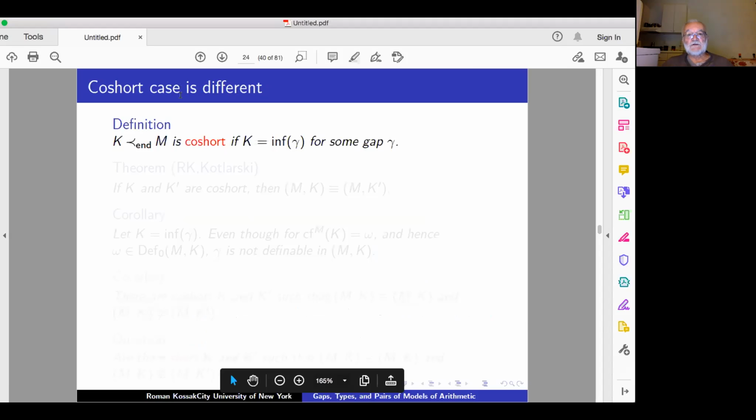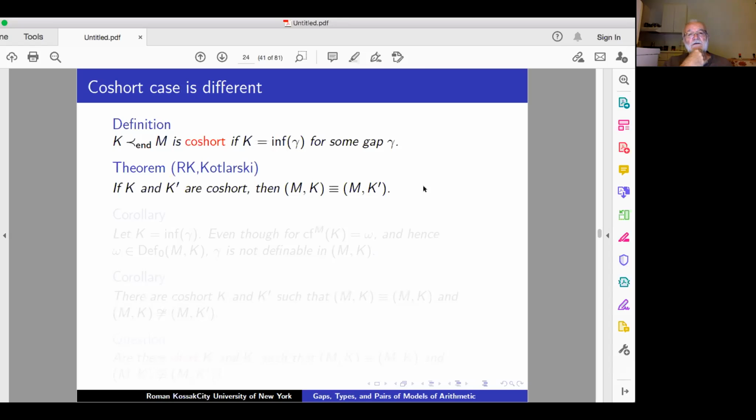Well, this is the definition. Those are the infima of gaps. And I just talked about Jim's proof that you have infinitely many theories of pairs with the shortcut. But Henrik and I, in this paper from something like 1997, proved that it is not the case for co-shortcuts, although they look very similar.